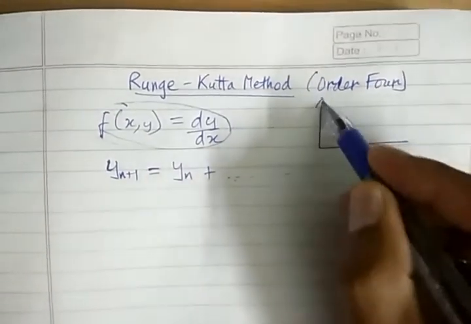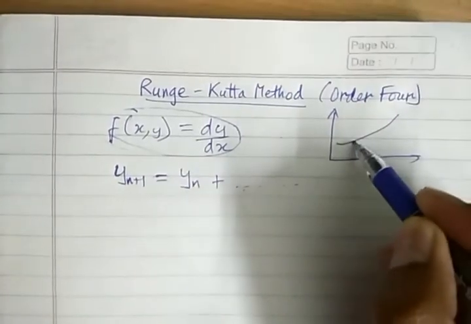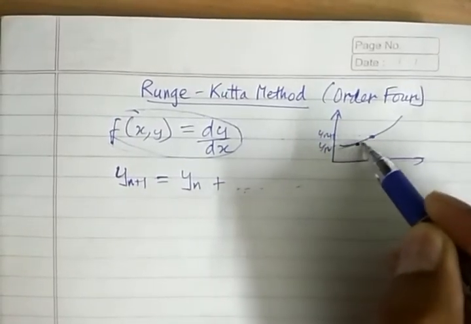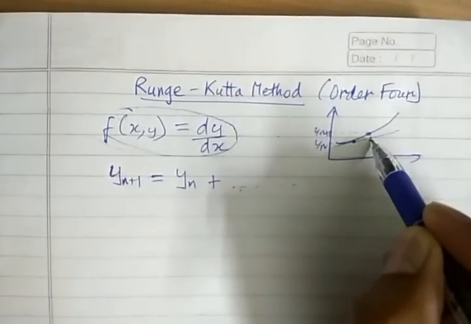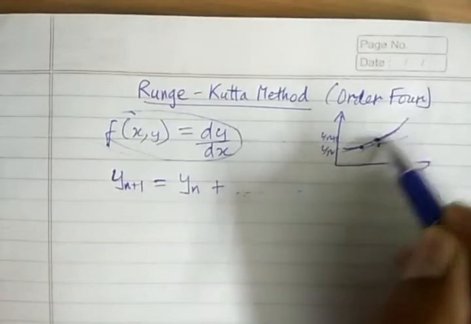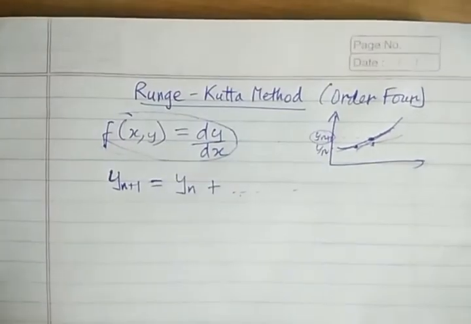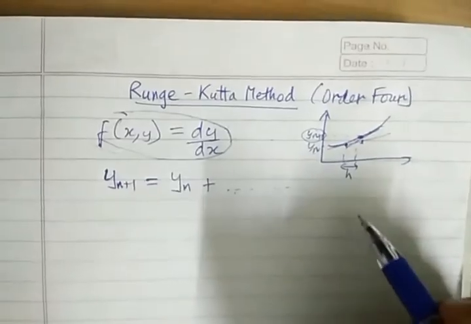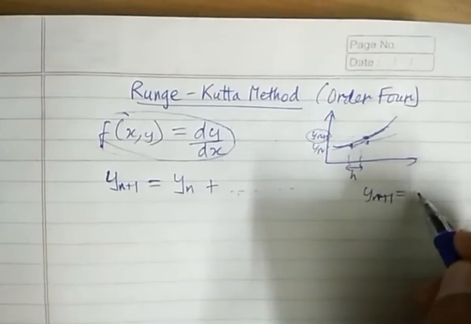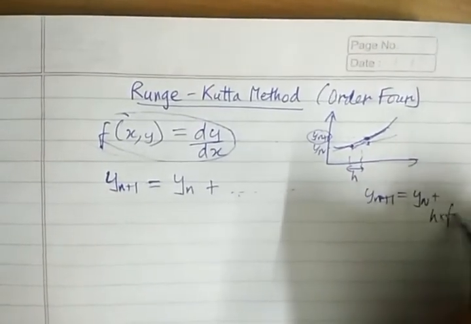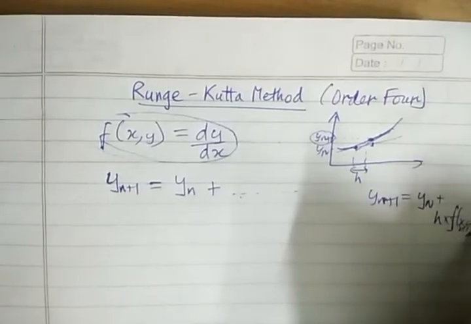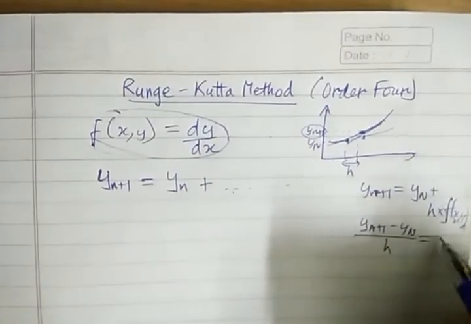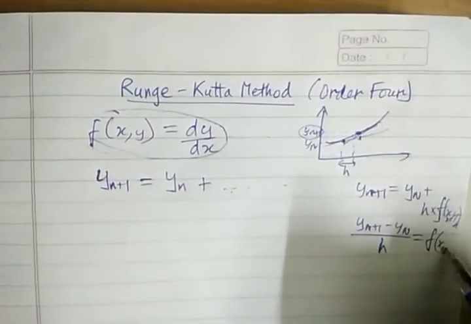As we can see in the graph, let this be my curve. This is a particular value of y n, and I want the next value, y n plus 1, and I have this tangent. So I need to extend my tangent till this point so that I can obtain this value, and we have a step size of h. As we recall from Euler's method, y n plus 1 is equal to y n plus h times f of x n comma y n. How was this? y n plus 1 minus y n divided by h is nothing but the tangent.